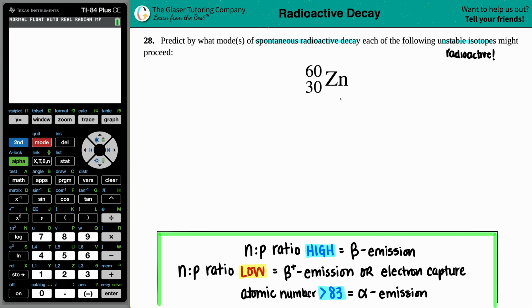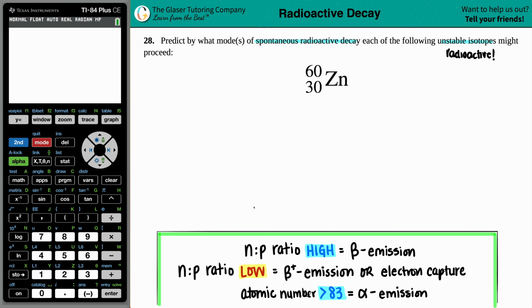First things first, always check that atomic number first. Chances are with very huge nuclei, atomic number greater than 83, they have to lose a lot of mass fast. And the alpha emission is going to do that the quickest because an alpha is just a helium nucleus. But here, the atomic number is only 30. It's the lower number out of the 2 numbers, so it's not going to undergo alpha emission.